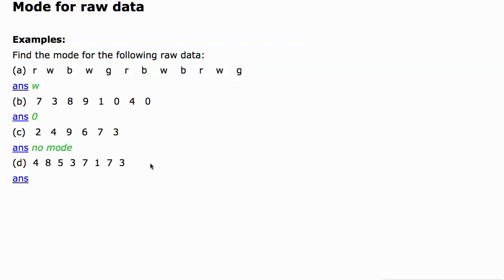Now how about this? How many values repeat now? Look at the 3 repeated twice and the 7 repeated twice as well. So is it possible to have 2 modes? Yes, you can have 2 modes, 3 modes, 4 modes. There is no problem. Depends on the data. So here I have 2 modes, 3 and 7. So that's the idea of the mode.